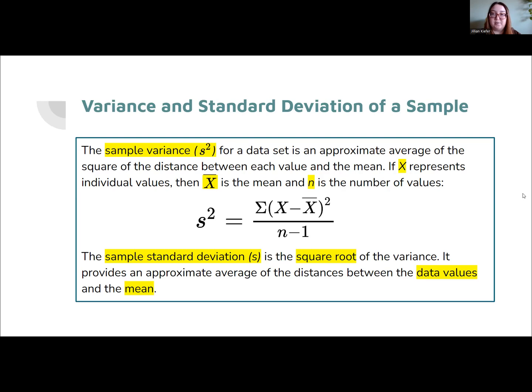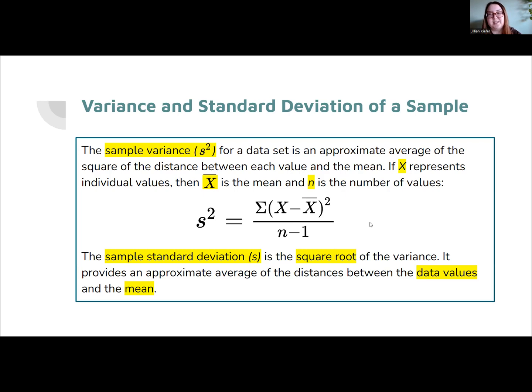If X represents individual values, then X bar, that's usually how we say that with a little line above the X, is the mean, and n is the number of values. So variance is found by finding the sum of the differences between the value and the mean squared, all divided by n minus 1. All those 6 steps that we just took are summed up by this one formula. The standard deviation would be the square root of this whole situation. And that provides us an approximate average of the distances between the data values and the mean.